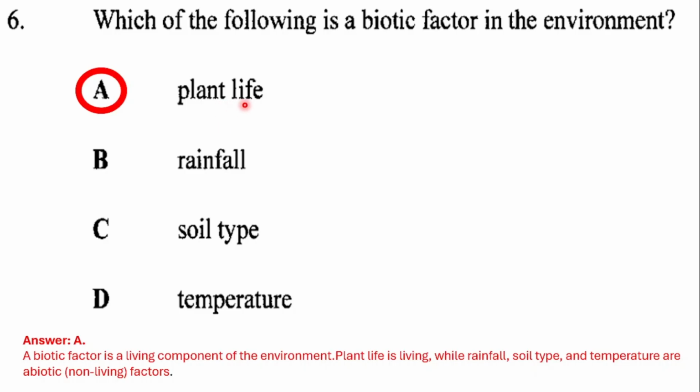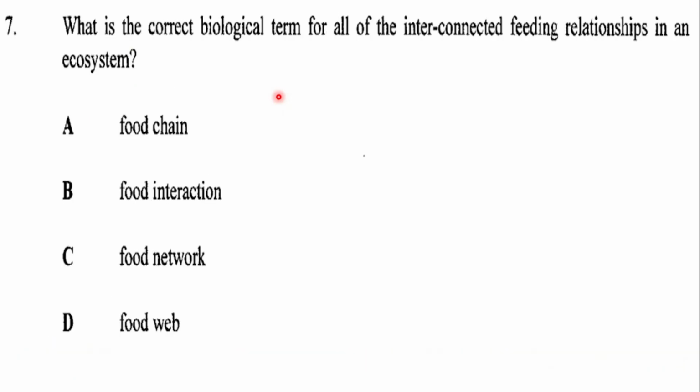So the biotic factor in the environment from this list is definitely going to be plant life because plant life is living. So the correct answer is definitely going to be A. Let's move on to question number 7. And question number 7 says, which is the correct biological term for all of the interconnected feeding relationships in an ecosystem?